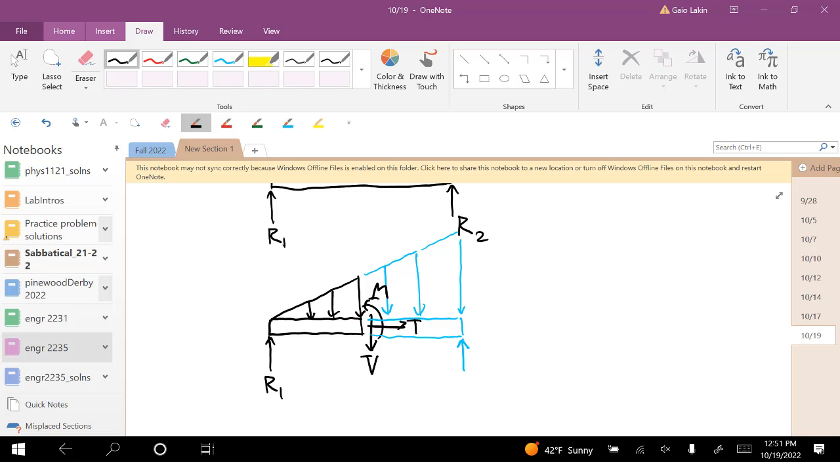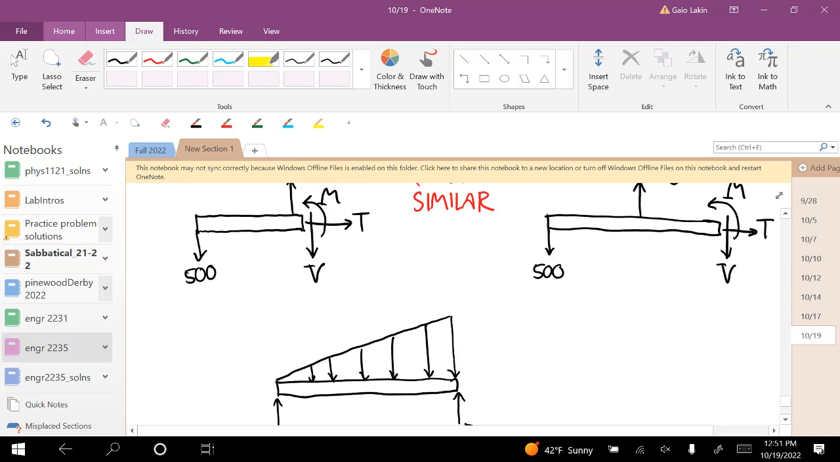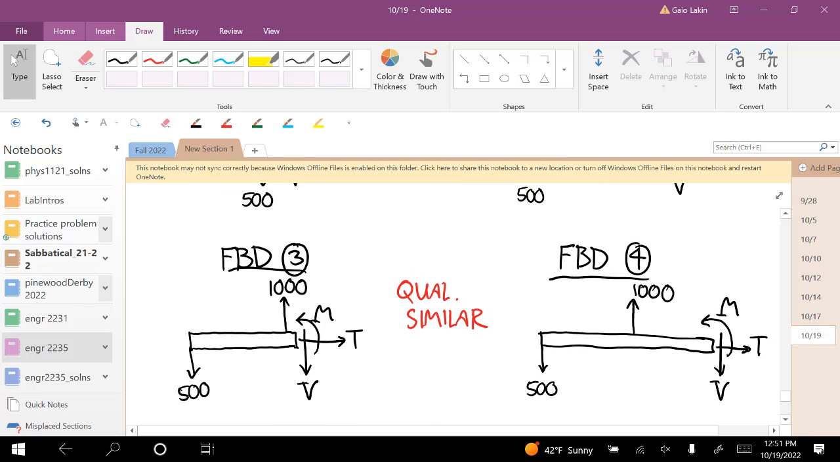But okay, so next time, the thing we're going to do is talk about how to use this qualitative similarity between certain cuts to express internal loads as a function of x.